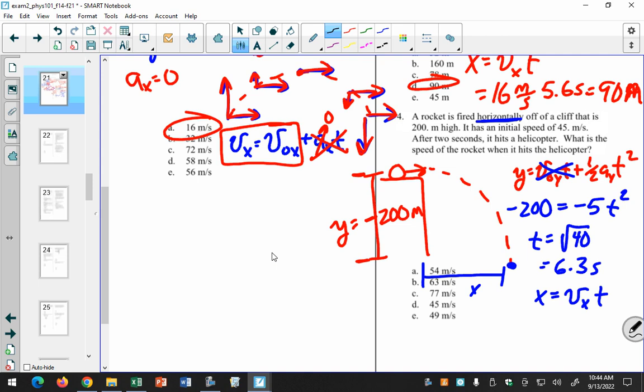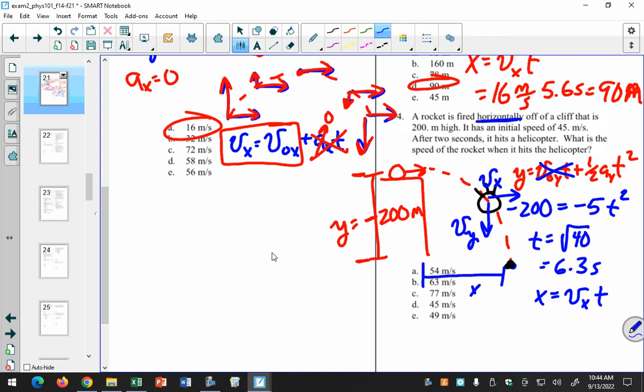All right. So in this one, there's a helicopter right there that it hits after 2 seconds. I know that the helicopter isn't on the ground because it takes 6.3 seconds to reach the ground. But after 2 seconds, I want to know what is the velocity or the speed of the rocket when it hits the helicopter. When it hits the helicopter, it's going to have two components to its speed. It's going to have a Vx and it's going to have a Vy. What's Vx?